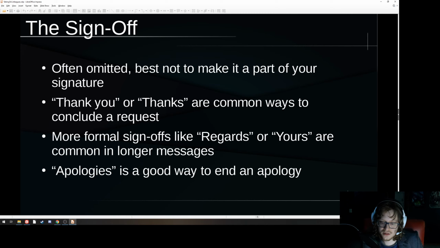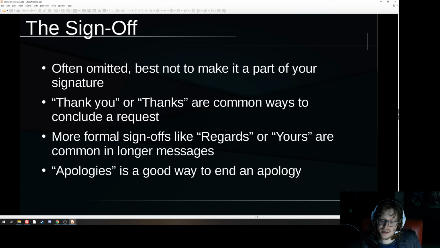So if you're concluding a request or a communication, say thank you or thanks. If you are writing a more formal message, just informative, or maybe you're making a more formal request, something like regards or yours is pretty good. Those are common things. And if you are apologizing to somebody or giving somebody your condolences, my apologies, my condolences, I apologize, something like that is a good way to end it.